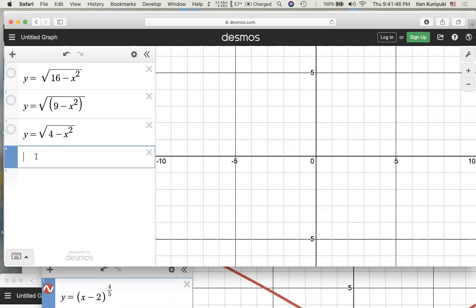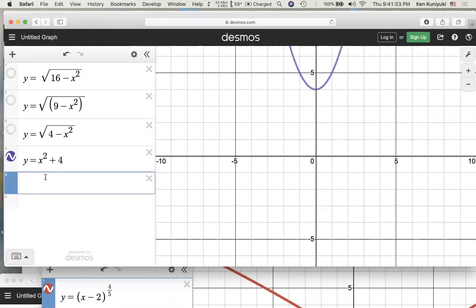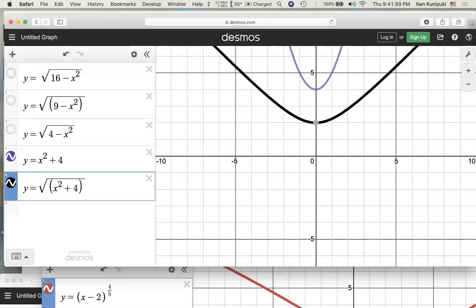So here's y equals, let's say, x squared plus 4, right? Okay, that's a parabola. I know him. You should know him. But what about y equals the square root of x squared plus 4? Well, I only know that the domain is all real numbers, because x squared plus 4 is never negative. But in order to graph this, you'd probably need to know calculus.